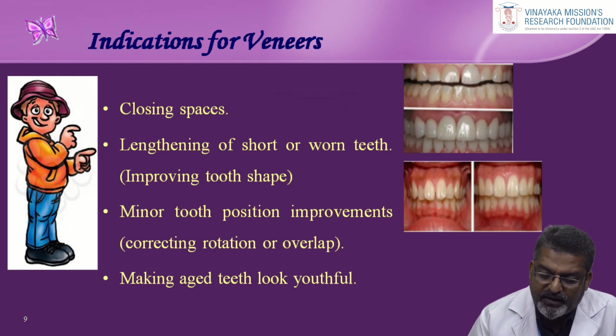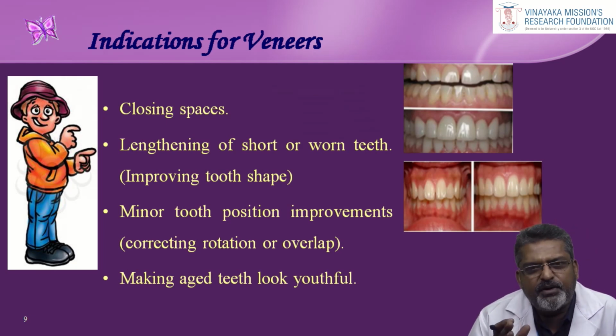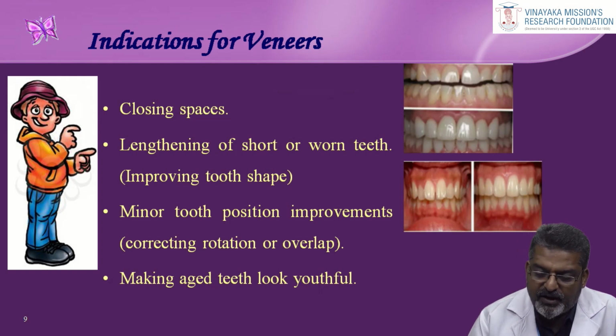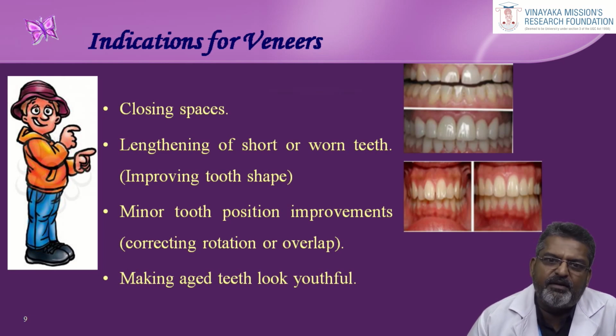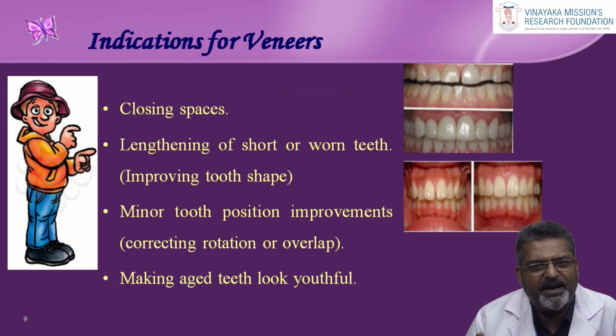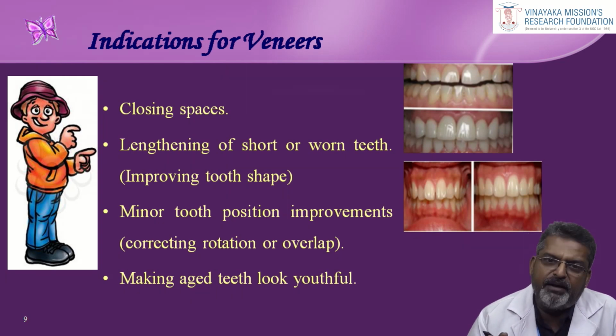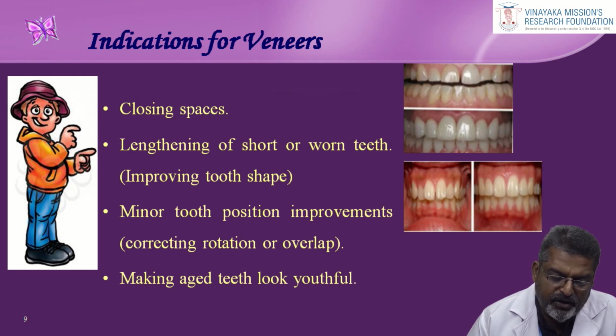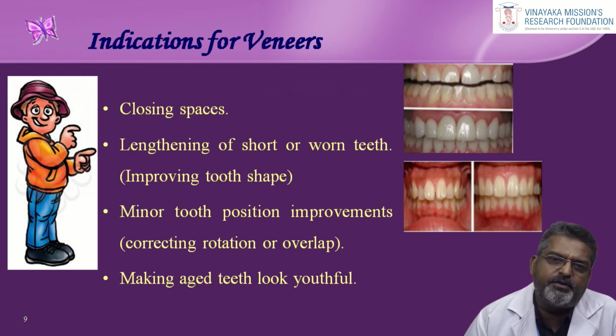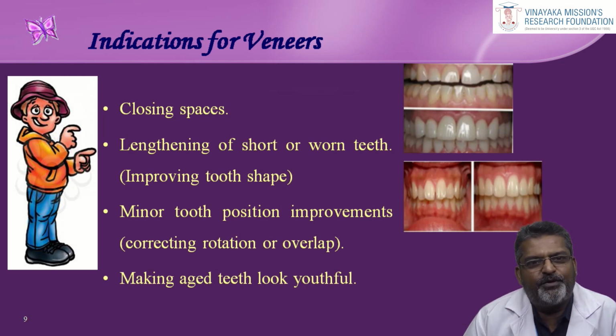Here you can see there is a mild rotation of your central incisor, which can be corrected with the help of your veneers. You can see here you have the corrected result. So the veneers cannot do a miracle. It's going to be a mild correction of your malalignment. And the other indication is making an aged tooth look youthful. So that is the aesthetic point.